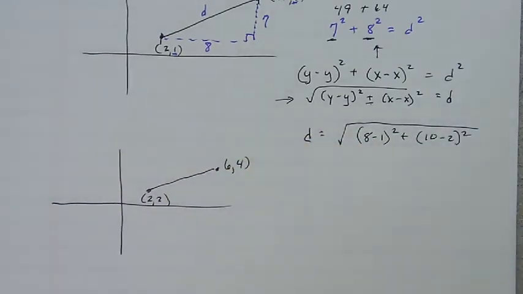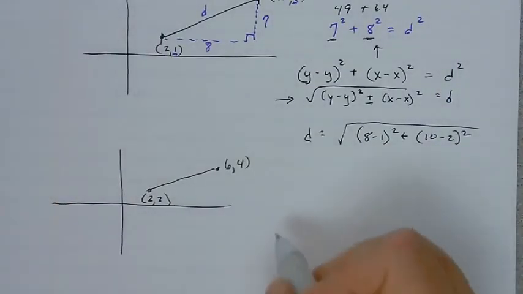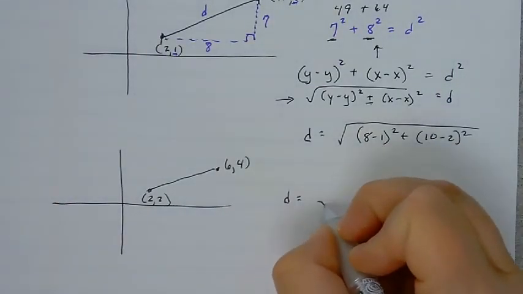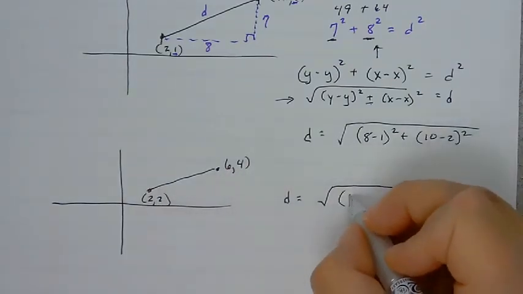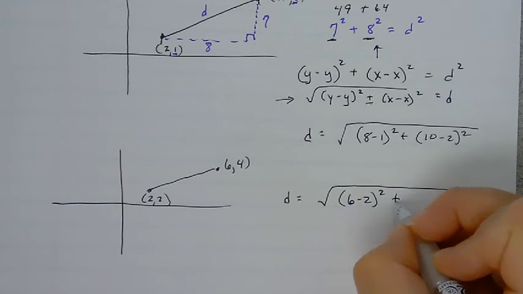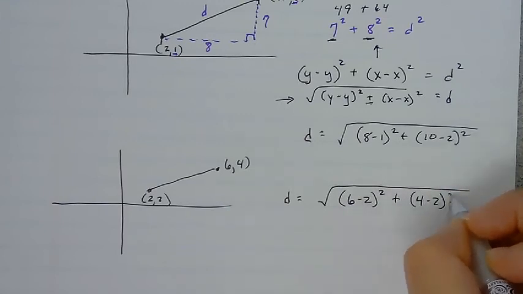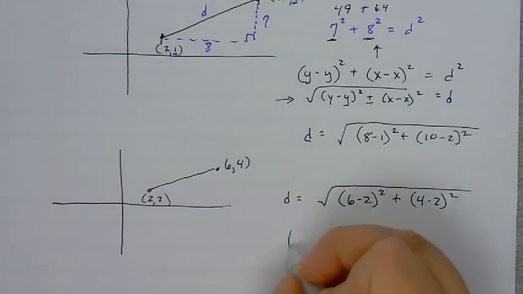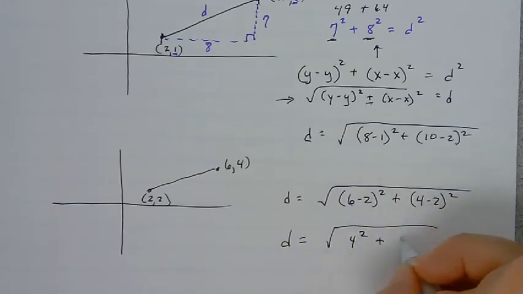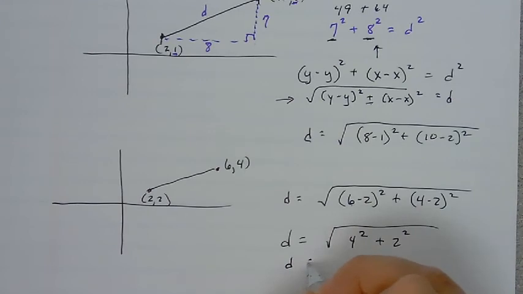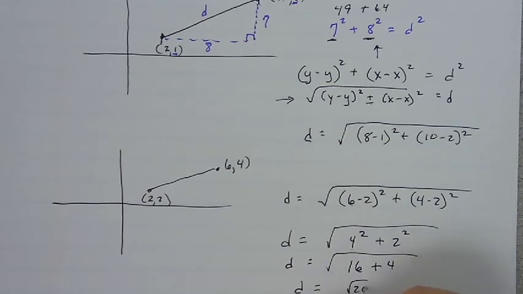Some of you may want to use the Pythagorean theorem. I'm going to go ahead and use the distance formula. To find the distance, I'm going to do the square root of the x's subtracted squared plus the y's subtracted squared. So distance equals the square root of 4 squared plus 2 squared. So distance equals the square root of 16 plus 4. Distance equals the square root of 20.